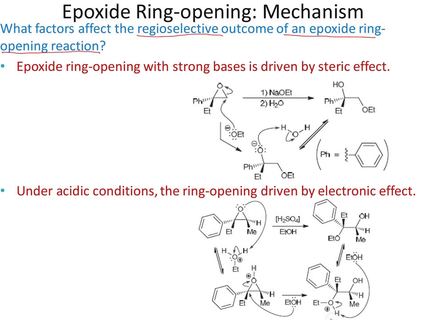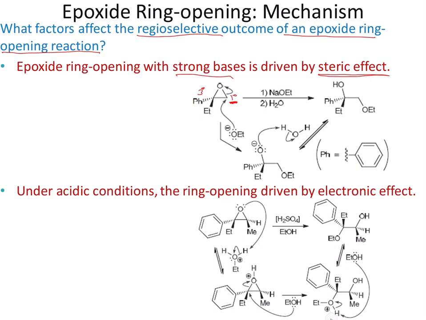For example, when strong bases or strong nucleophiles are used, then the ring opening is driven by the steric effect. Okay? So, like in this case, we do have a primary carbon versus the tertiary carbon. So, the nucleophile or the base will attack the less substituted position, the position that is less sterically hindered.